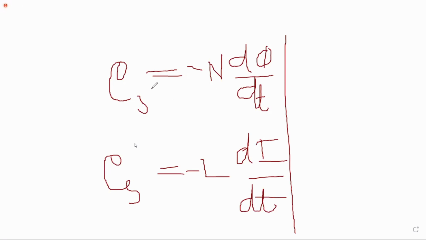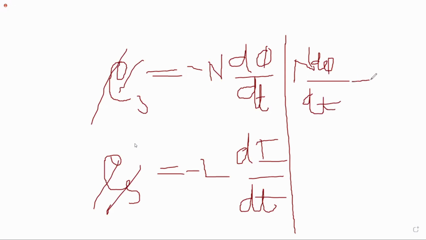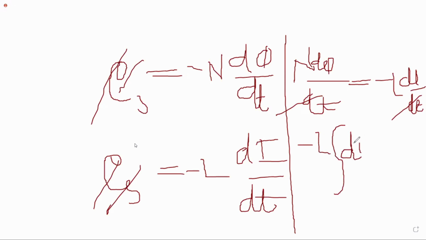That is, self-induced EMF is equal to minus N d phi by dt, and self-induced EMF is equal to minus L di by dt. Left hand side is equal, so right hand side will be equal. So N d phi by dt is equal to minus L di by dt. The dt gets cancelled. Then minus L integration of di, taking integration both sides, is equal to minus N integration of d phi.